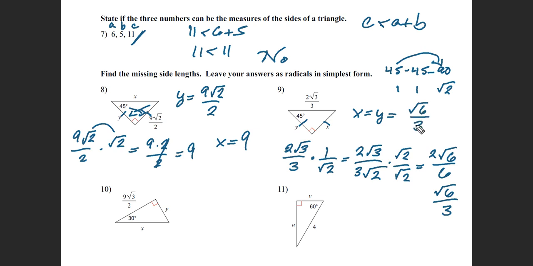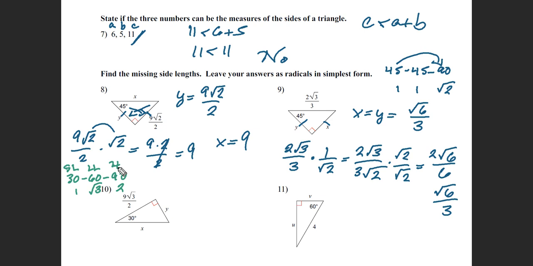All right, let's take a look at 10. Now we have a 30-60-90 triangle. I'm going to do this in a different color. There we go. For 30-60-90 right triangles, the ratios are 1, root 3, and 2. And once again, this just means that if we have the short leg, we can find the long leg by just multiplying by root 3. If we have the short leg, we can find the hypotenuse by just multiplying by 2.